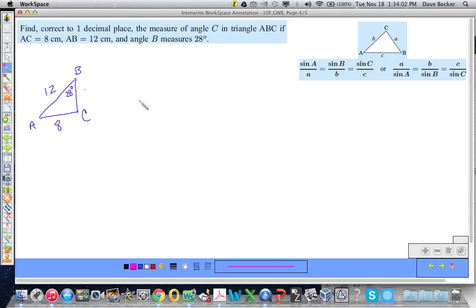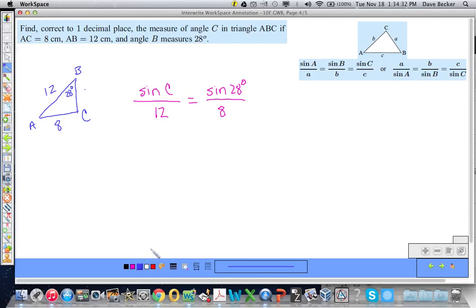Well, the sine of capital C over the length of the side opposite it, which is going to be 12, over 12, is equal to, and the only other angle I know is 28 degrees, and opposite it is a length of 8. So that's going to be equal to the sine of 28 degrees divided by a length of 8.